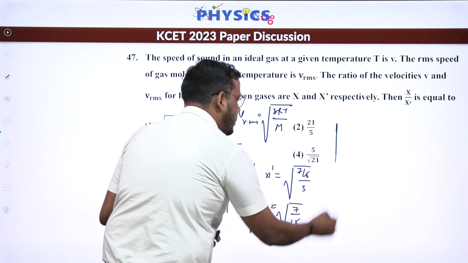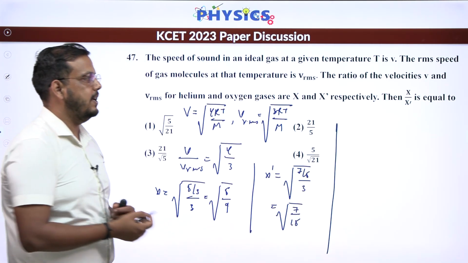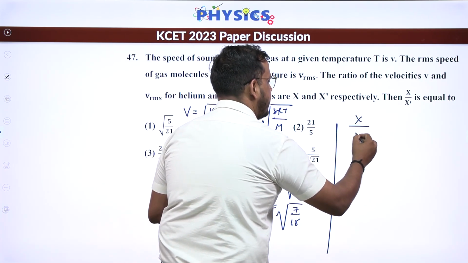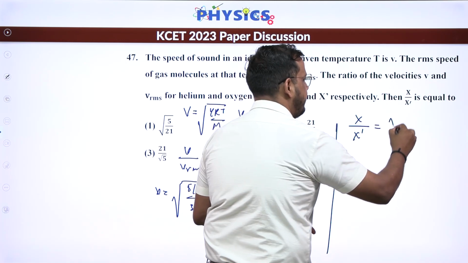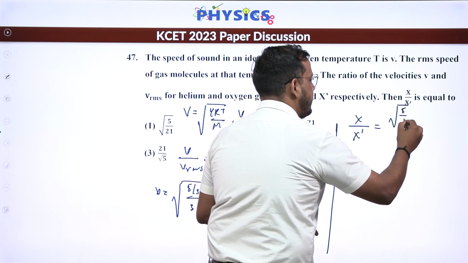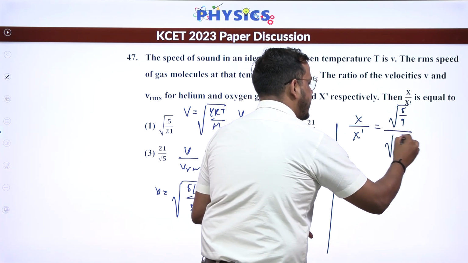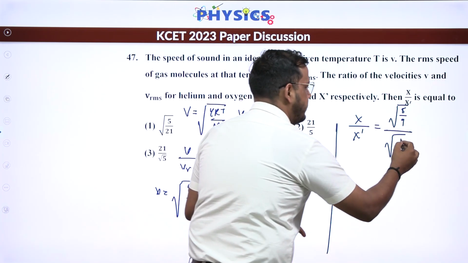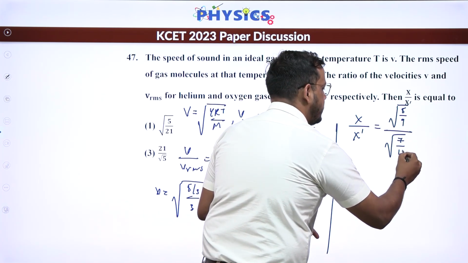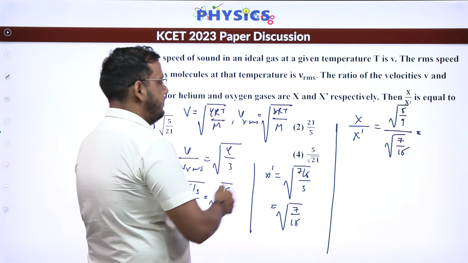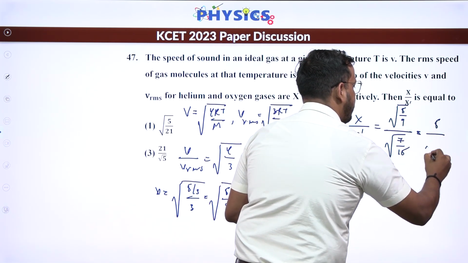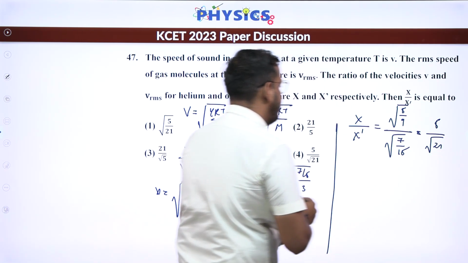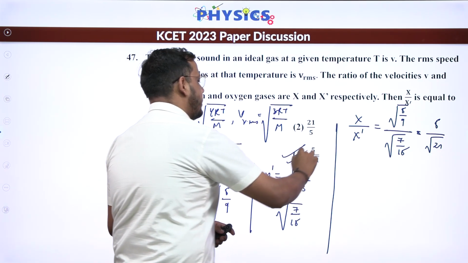Now they are asking the ratio of X by X dash. So X by X dash we have to find. What is the value of X? Under root 5 by 9. And the value of X dash is under root 7 by 15. So when we solve this, the answer will come out to be 5 by root 21. So which option is correct? Option 4 is correct.